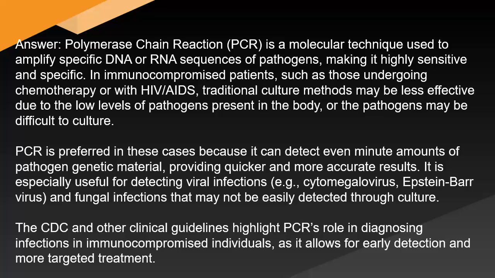In immunocompromised patients, such as those undergoing chemotherapy or with HIV/AIDS, traditional culture methods may be less effective due to the low levels of pathogens present in the body, or the pathogens may be difficult to culture. PCR is preferred in these cases because it can detect even minute amounts of pathogen genetic material, providing quicker and more accurate results. It is especially useful for detecting viral infections, e.g., cytomegalovirus, Epstein-Barr virus, and fungal infections that may not be easily detected through culture.